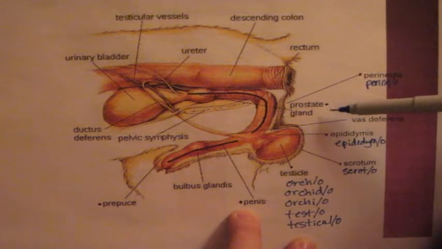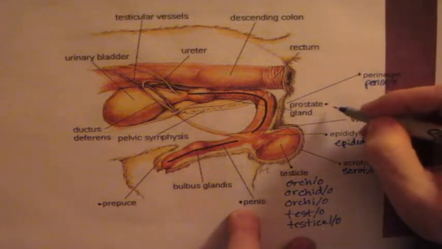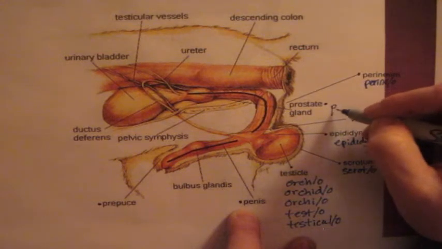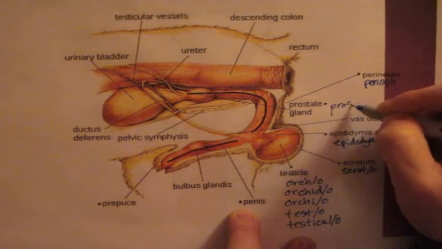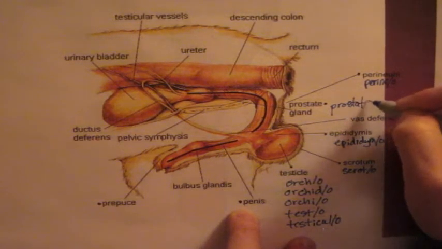So this is the prostate. The combining form for prostate is prosto, prostato.